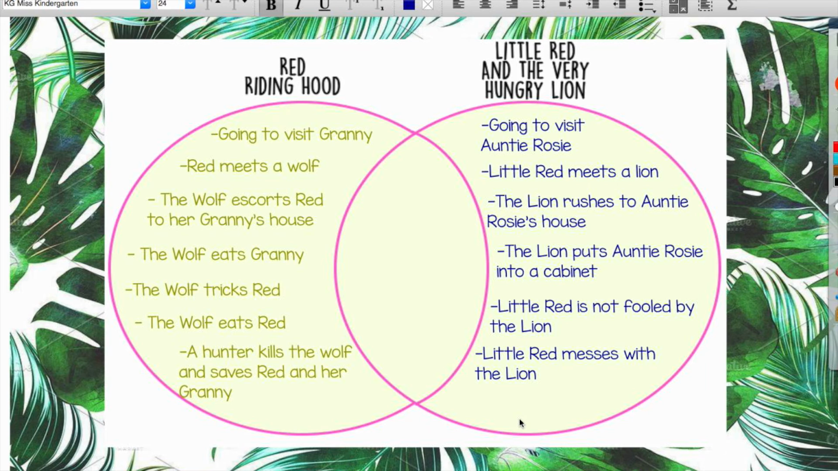The last difference I want to write in my chart is that at the very end of the story, the lion isn't killed by a hunter, but instead, he promises to never eat another person again, like an auntie or a little kid or even her daddy. So I'm going to write that as my last difference. The lion promises not to eat another person.